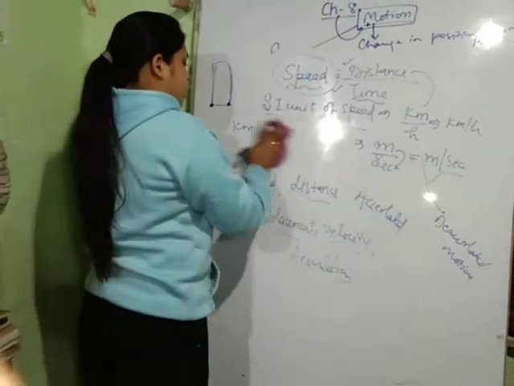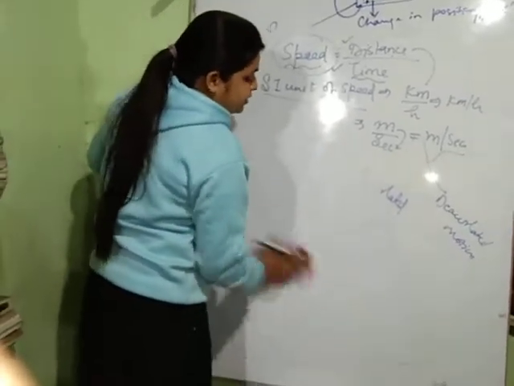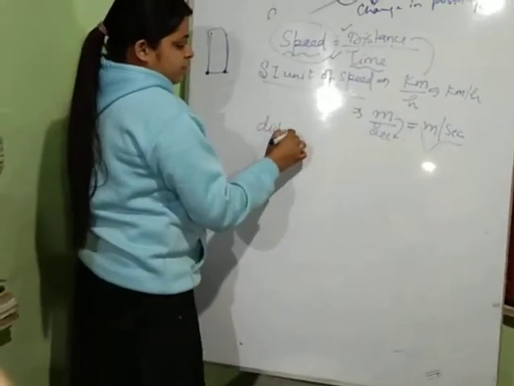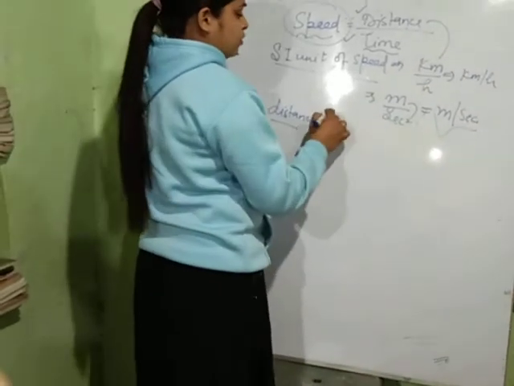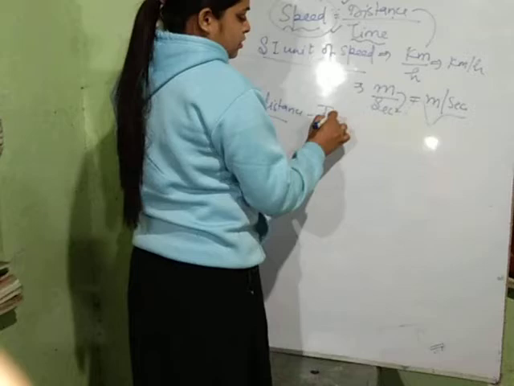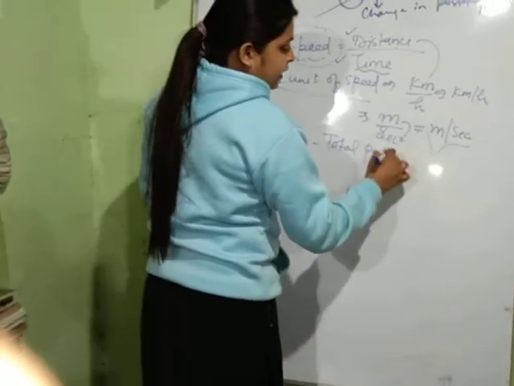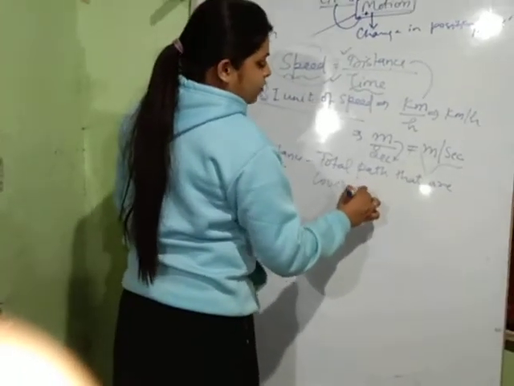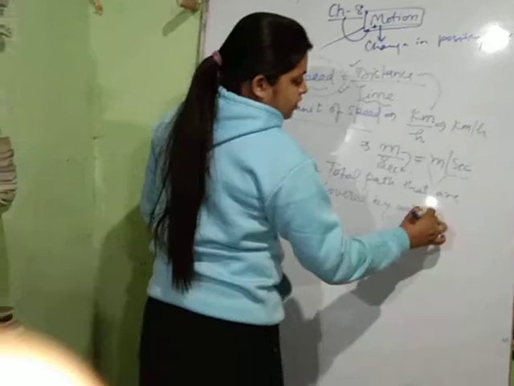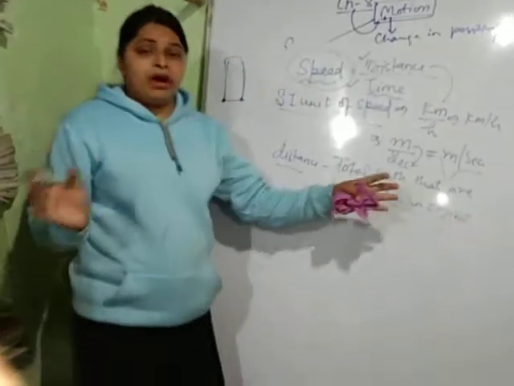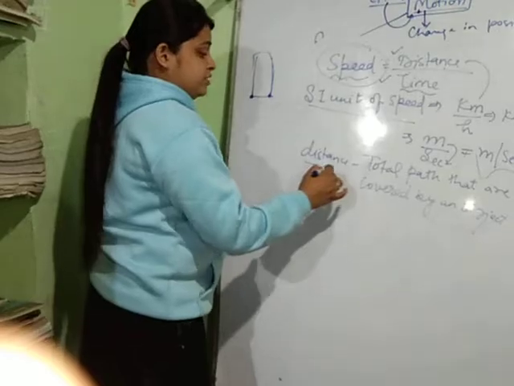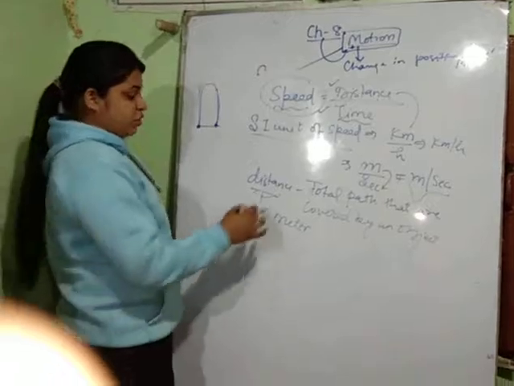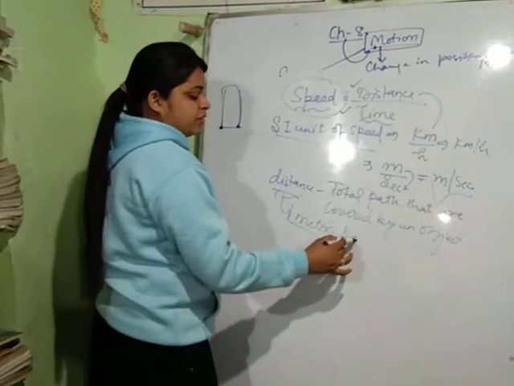Now we discuss what is distance. Distance is the total path covered by an object. The total path covered by an object is your distance, and distance is measured in meter, the smallest unit, and also in kilometer.